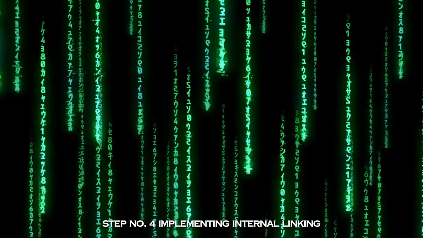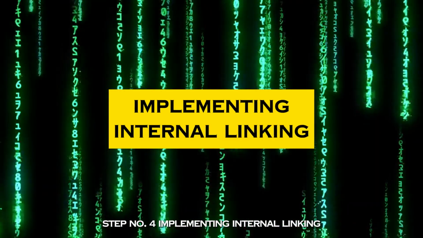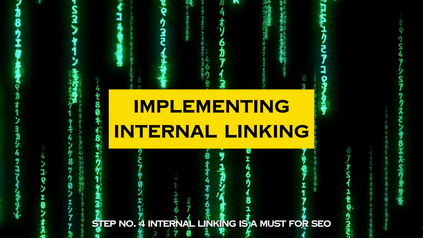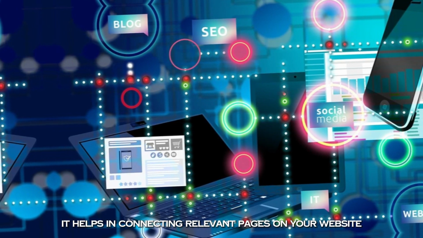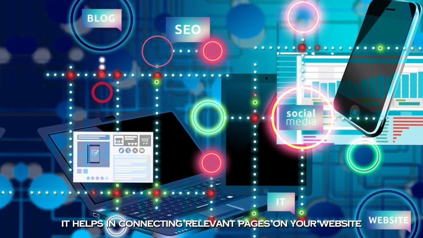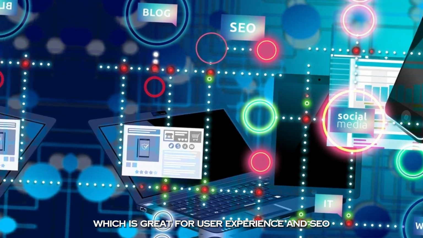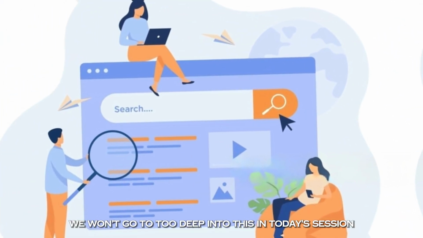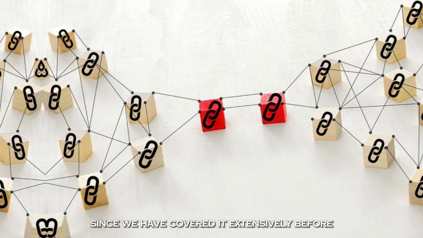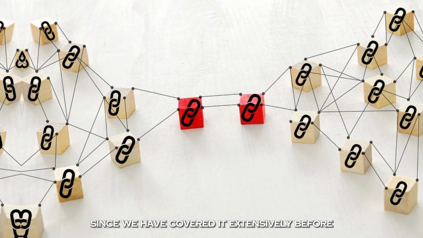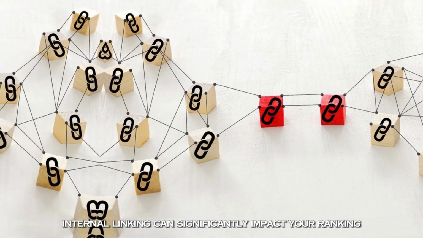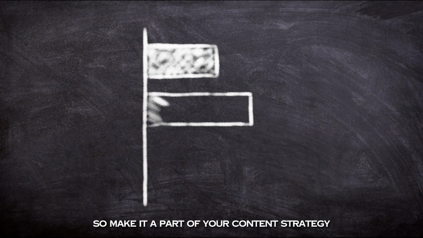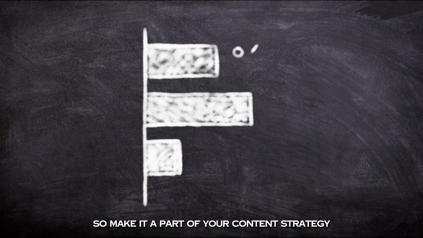Step number 4. Implementing internal linking. Internal linking is a must for SEO. It helps in connecting relevant pages on your website, which is great for user experience and SEO. We won't go too deep into this in today's session since we have covered it extensively before. But remember, internal linking can significantly impact your ranking, so make it a part of your content strategy.